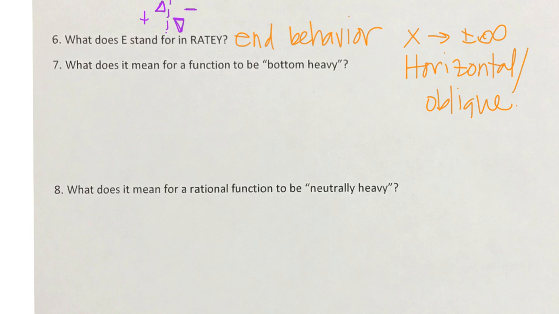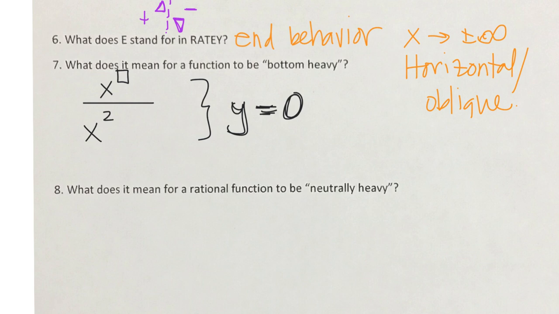If you have a bottom heavy function, that means the power of your denominator is greater than the power of your numerator. Anything that is bottom heavy will always have a y equals 0 horizontal asymptote. It could be x over x squared, or a number over x. Anything that has a larger exponent in the denominator is bottom heavy and has a y equals 0 horizontal asymptote.